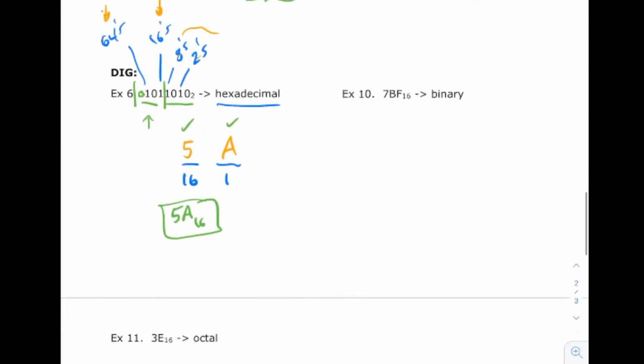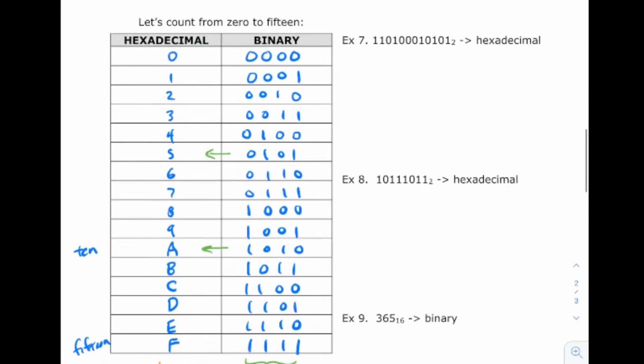Let's see, where's our next example? Way up here. Okay, you ready for this one? We want to go into hexadecimal. So let me kind of do this.